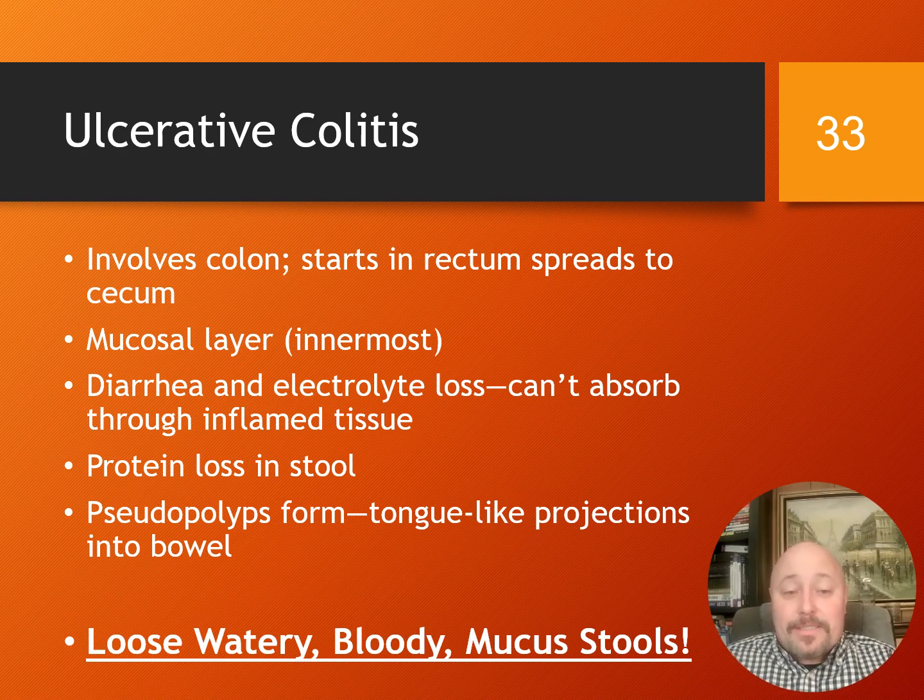Ulcerative colitis, again, involves the colon, starts in the rectum, and spreads to the cecum. And it affects that mucosal layer. Diarrhea and electrolyte loss, as the body can't absorb them through that inflamed tissue. You're also going to see protein loss in the stool, and pseudopolyps begin to form. These are tongue-like projections into the bowel. And your hallmark sign of ulcerative colitis are going to be loose, watery, bloody, mucousy stools.